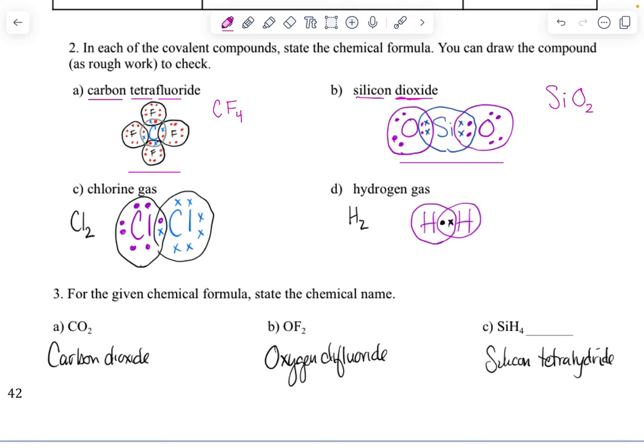For chlorine gas, we know that that's one of our Hofbrinkel gases. And so each chlorine has 7. And so when I share 1 electron with this chlorine and 1 electron with this chlorine, they become stable. And because it's one of those Hofbrinkel gases, I know chlorine gas is Cl2. Hydrogen gas is also one of the Hofbrinkel gases, so I know that should be H2. I draw my diagram to check. Each hydrogen has 1 valence electron, and they share that with the other hydrogen. So that diagram confirms that the formula can be H2.